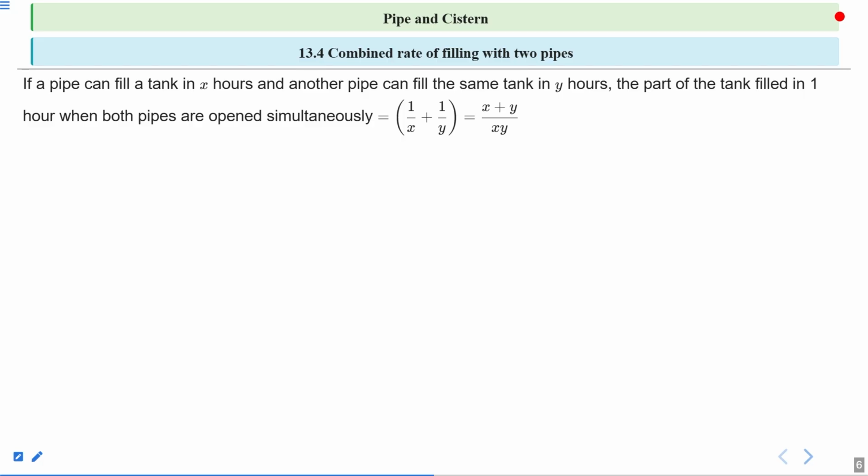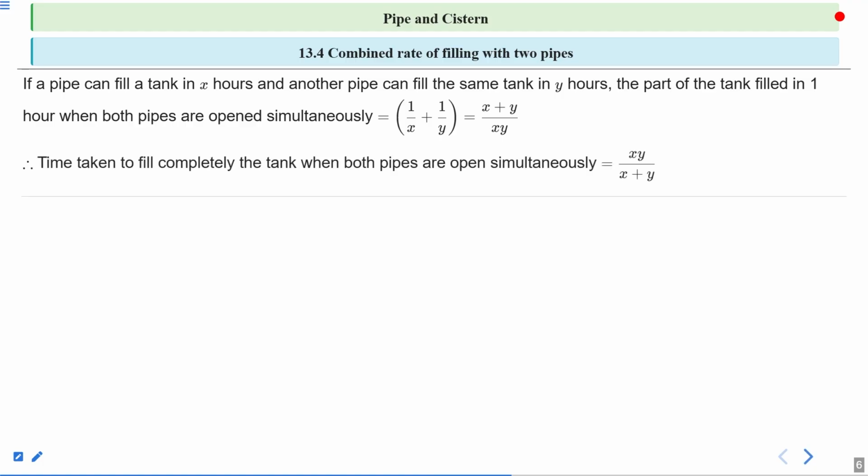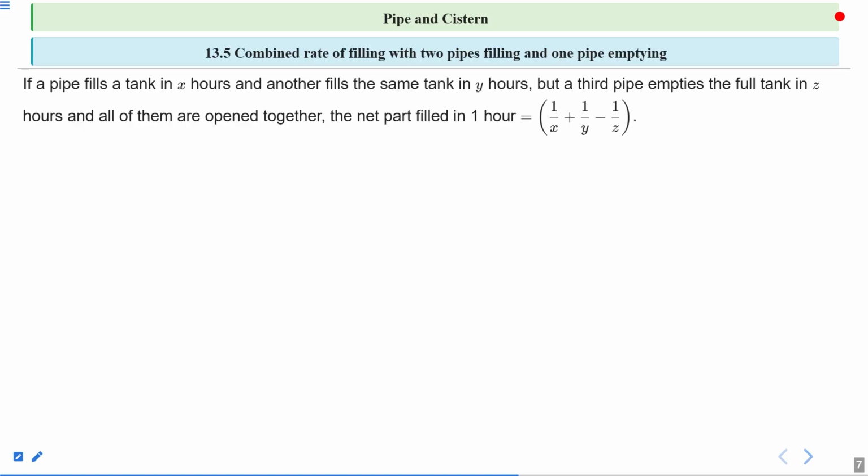Combined rate of filling with two pipes. If a pipe can fill a tank in X hours and another pipe can fill the same tank in Y hours, the part of the tank filled in 1 hour when both the pipes are open simultaneously becomes 1/X + 1/Y, which is (X+Y)/(X×Y). Time taken to fill completely the tank when both pipes are open simultaneously is XY/(X+Y).